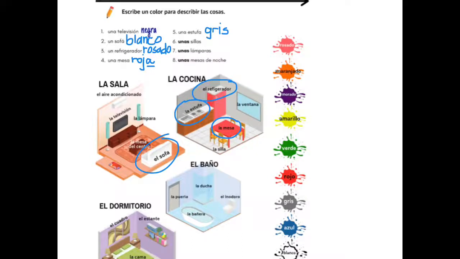Now, let's take a look at the plurals. Unas sillas, they're not being specific about how many sillas. And I would say these colors, maybe for me, I would call this color, maybe it looks a little bit amarillo. But I'm going to make sure that I write amarillas, that I'm both changing it and adding an S, since I'm talking about a plural feminine object.